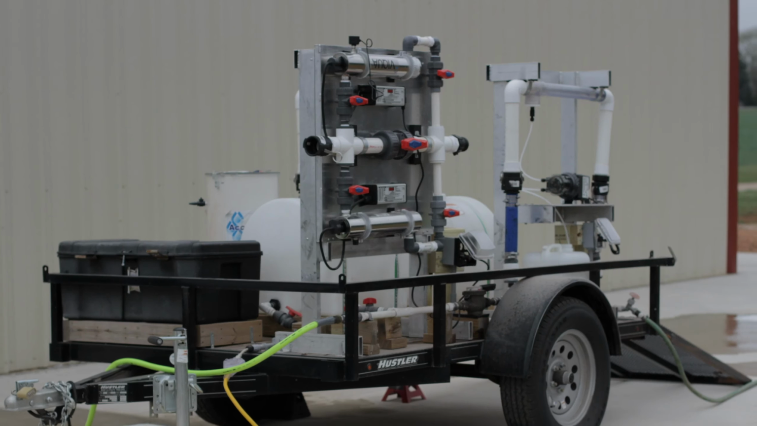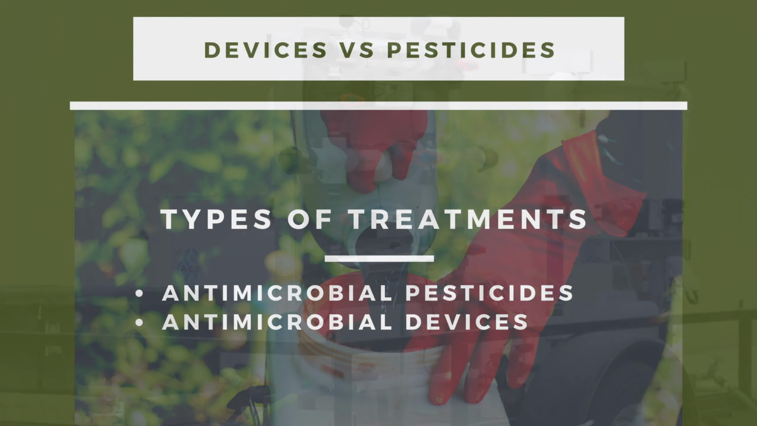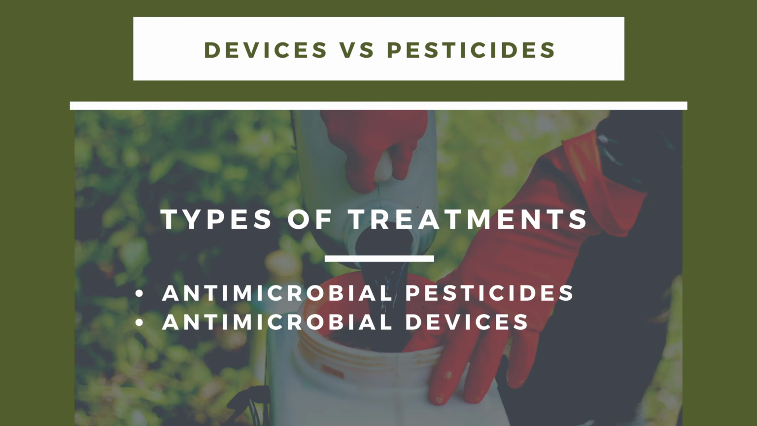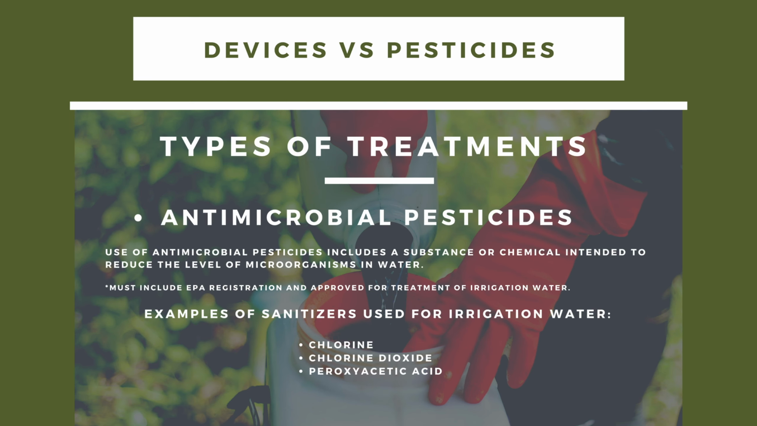Several commercially available treatment options exist. There are two types of treatments, including 1. Antimicrobial pesticides, and 2. Antimicrobial devices. The use of antimicrobial pesticides includes a substance or chemical intended to reduce the level of microorganisms in the water. This chemical, or sanitizer, must include EPA registration and approved for treatment of irrigation water. Examples of sanitizers used for irrigation water include chlorine, chlorine dioxide, and peroxyacetic acid.